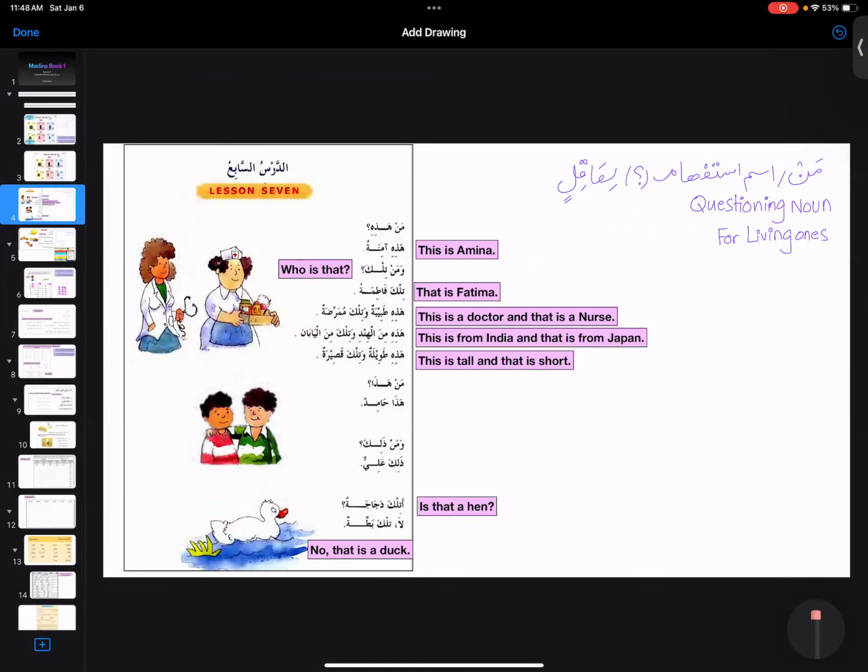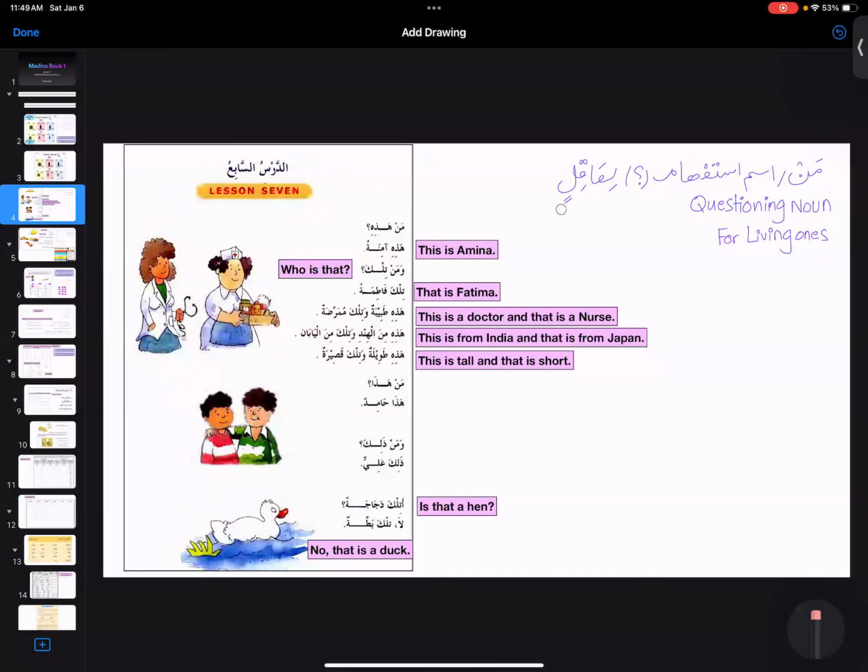Man is again an ism. Okay, man is what? Ism, because we are saying who, and who is a person, right? And a person is considered ism. So that's why I'm going to call man ismu istafham. In English, you can say questioning noun. If it is hard to say, I would recommend that you get familiar with these terms. But if at this initial stage it is hard for you, then you can remember the English term, which is questioning noun. So if I ask you what is man, your answer should be that this is ismu istafham, or you can say questioning noun.